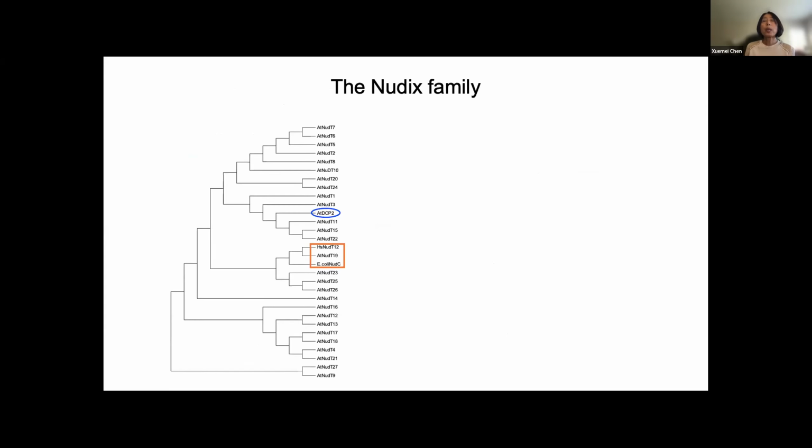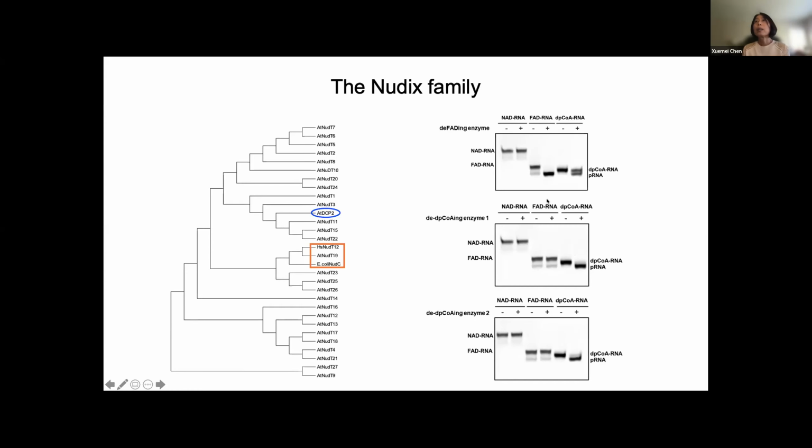So how do we actually specifically profile FAD or DP-CoA RNAs? We thought about this, and we turned our attention to the Nudix family of proteins. We know at least already that 2 of them are decapping enzymes. So we thought that perhaps more of them are also decapping enzymes, and some may be more specific towards FAD RNA or DP-CoA RNA. So we tested these biochemically, and we found that indeed there are some specificity.